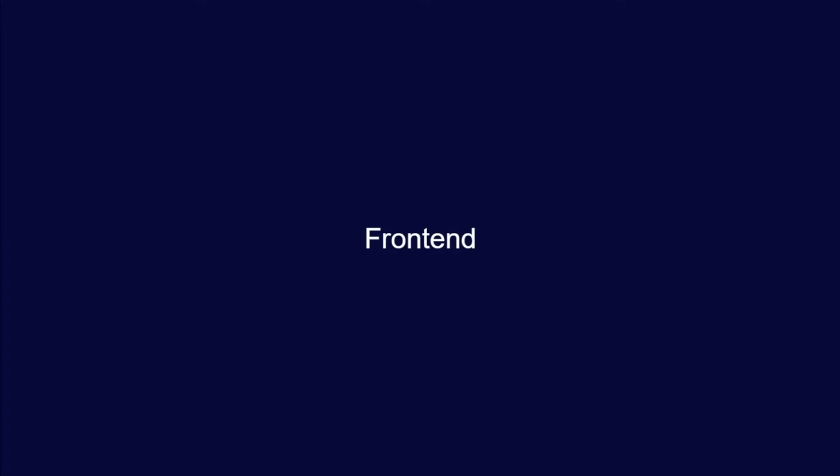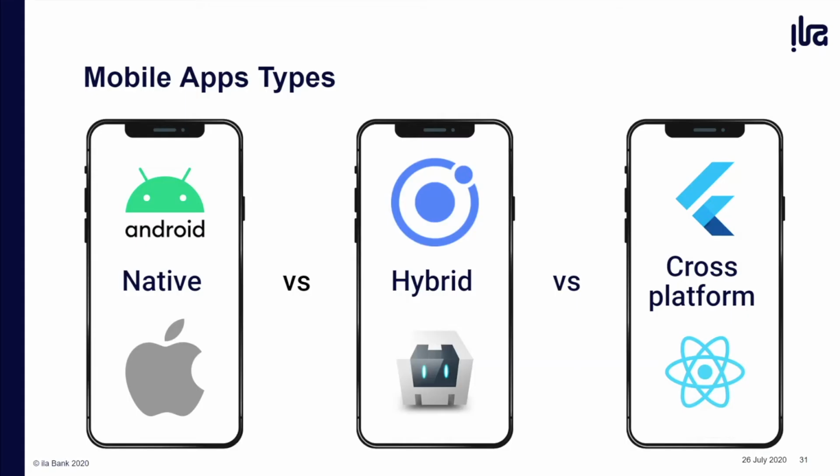So let's get back to the front end, which is the most important thing, I think, for this session. The most important question that you need to ask yourself is, what kind of mobile app do you want to develop? There are three main application types: native applications, hybrid, and cross-platform. Every one of them has its advantages and disadvantages. Let's first understand what they are, and then let's see a comparison between them.